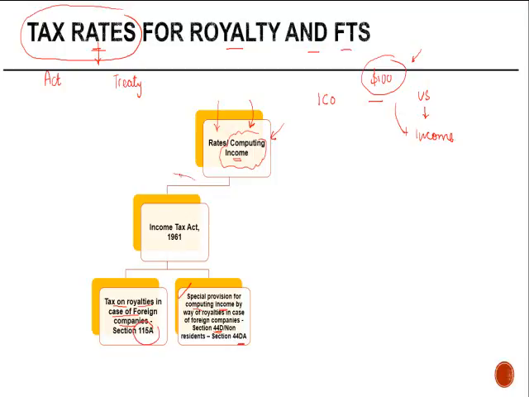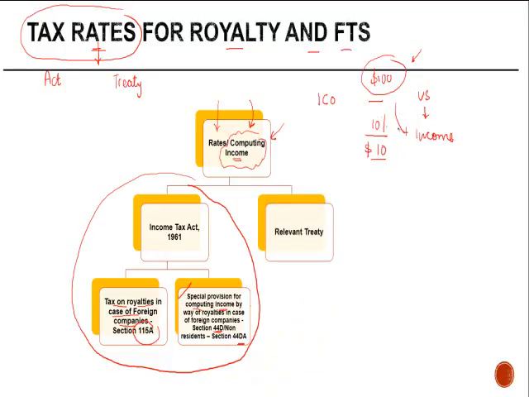Once you've applied these provisions, computed the income, and applied the tax rate, so let's say 100 is the income which you have, and 10% is the tax rate which is applied, so $10 is the withholding tax in India. The second step which we discussed earlier was that you need to see what is the rate under the relevant treaty. And this rate is generally given in Article 12 or Article 13, right?